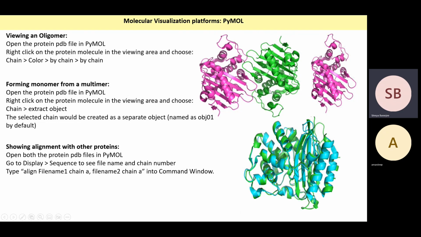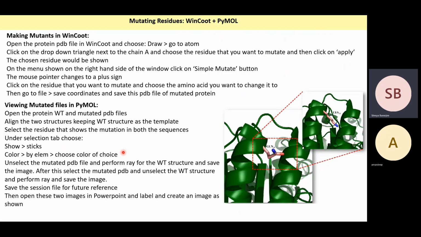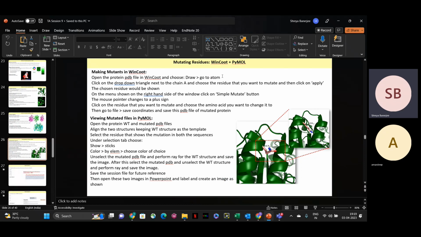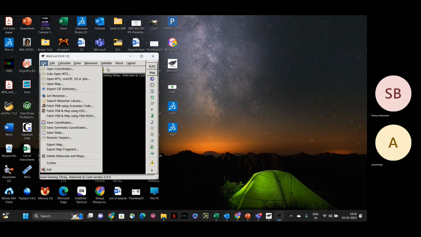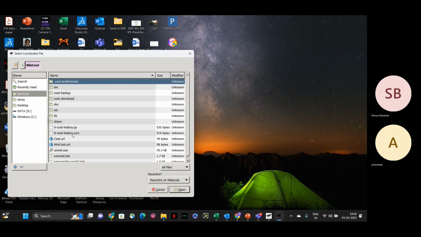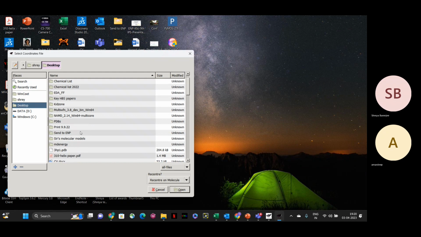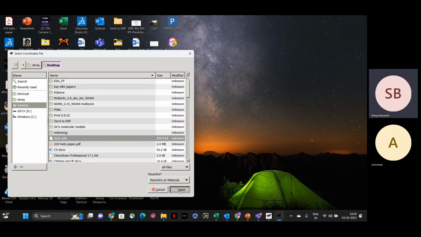So as you can see, the dimer was there. You can separately study the monomer. Before studying this alignment with other proteins, we'll just look into another thing. We'll take this exercise. Firstly, this is mainly about mutating residues. So we will go to Coot and we'll open a PDB file. I'm opening the 3HP1 again.